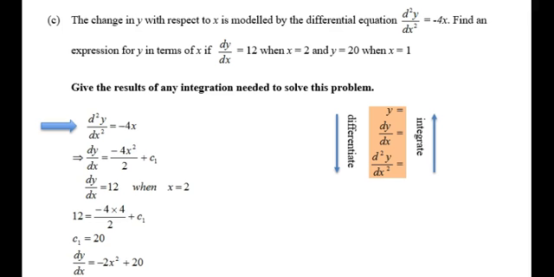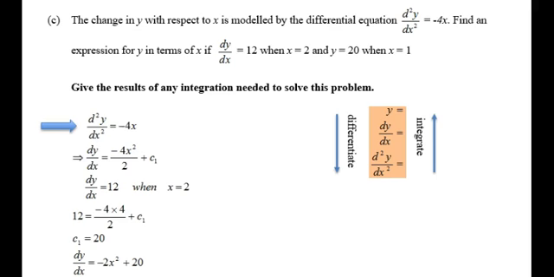Dealing with differential equations, remember differentiation and integration are opposites. So to get from d2y dx squared, I have to integrate twice to get back up to y equals. Each time you integrate, you'll get a constant, and actually different constants, so you label them c1 and c2. So integrating negative 4x, increase power, divide by power, negative 4x squared over 2 plus c1.